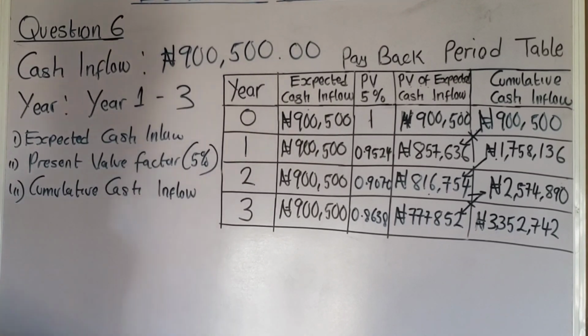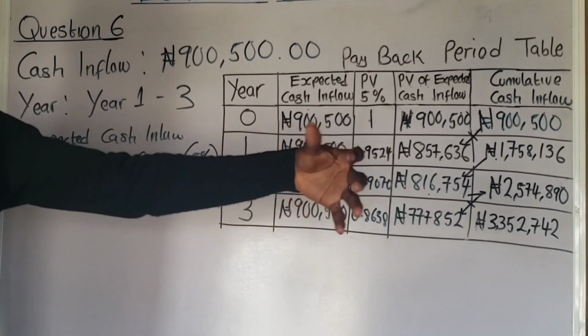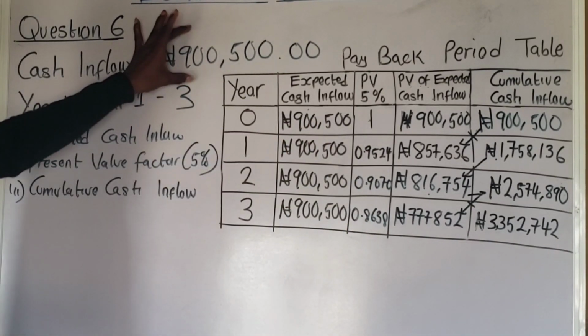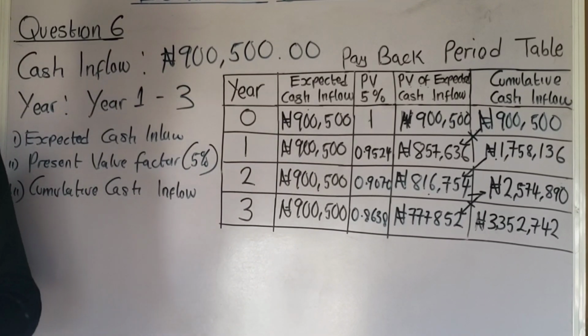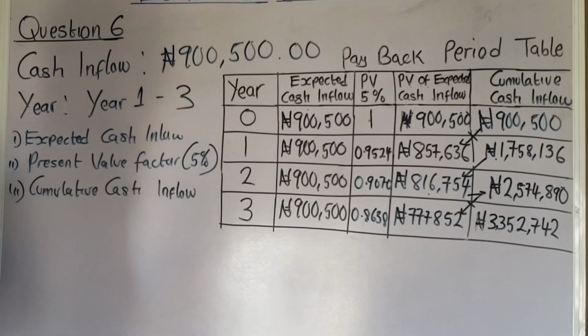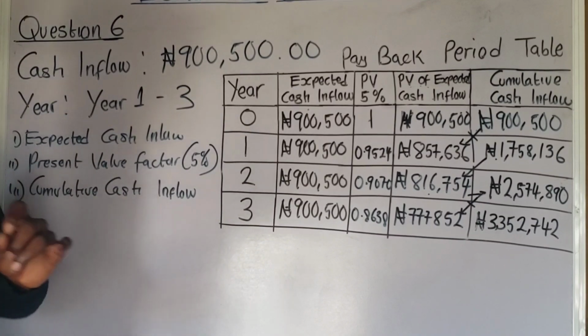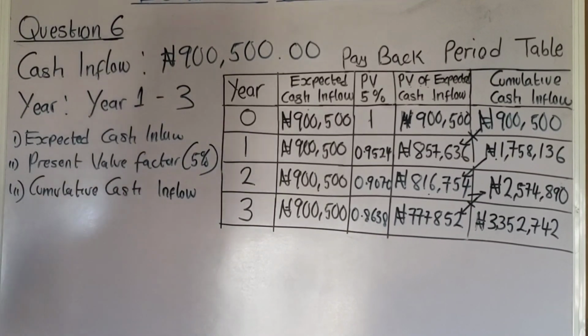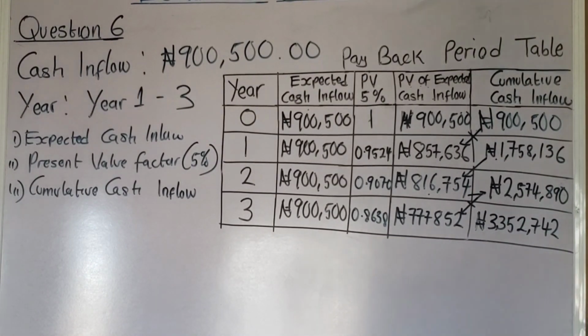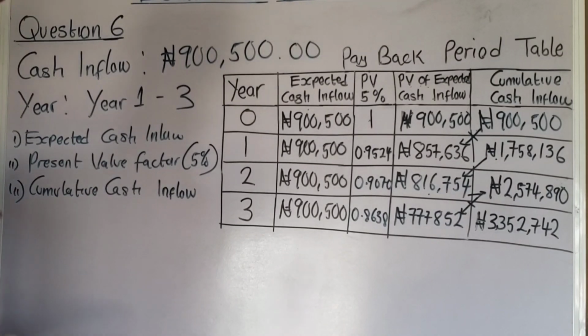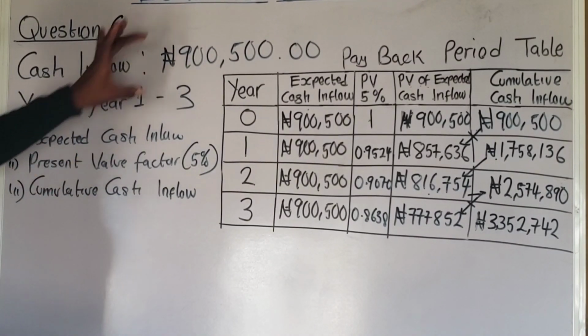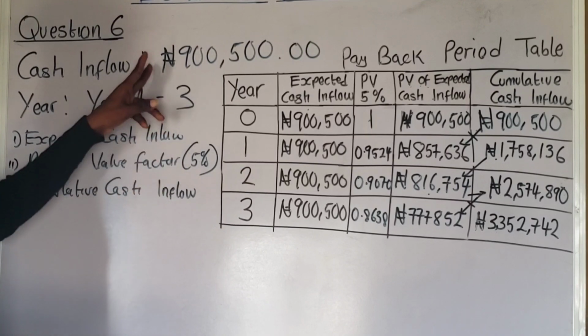Now, the cash inflow is 900,500 naira. That is the cash inflow. The break-even period is the first period whereby the cumulative cash inflow, the income that is coming, is greater than this. That will be the break-even period of the approved loan. Do you understand what I'm trying to say? If you don't understand, pay attention again. The break-even period is the period whereby the cumulative cash inflow is greater than the cash inflow that we used to start.